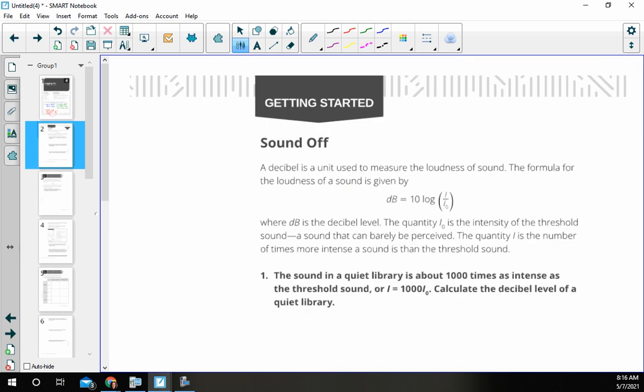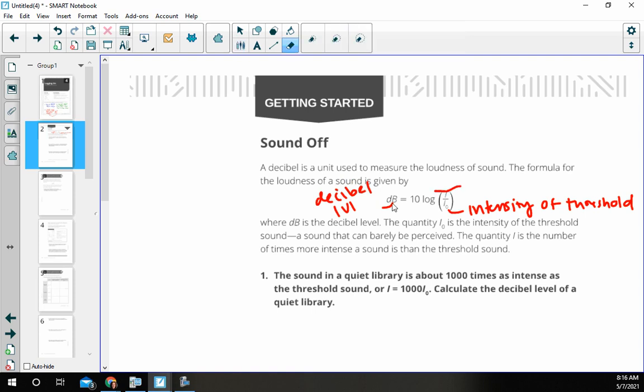Okay, so a decibel is a unit used to measure the loudness of sound. The formula for the loudness of a sound is given by this, where dB is the decibel level. So this is decibel level. The quantity I sub O is the intensity of the threshold of sound. So this is intensity of threshold. Okay, a sound that can barely be perceived. The quantity I is the number of times more intense a sound is than a threshold.